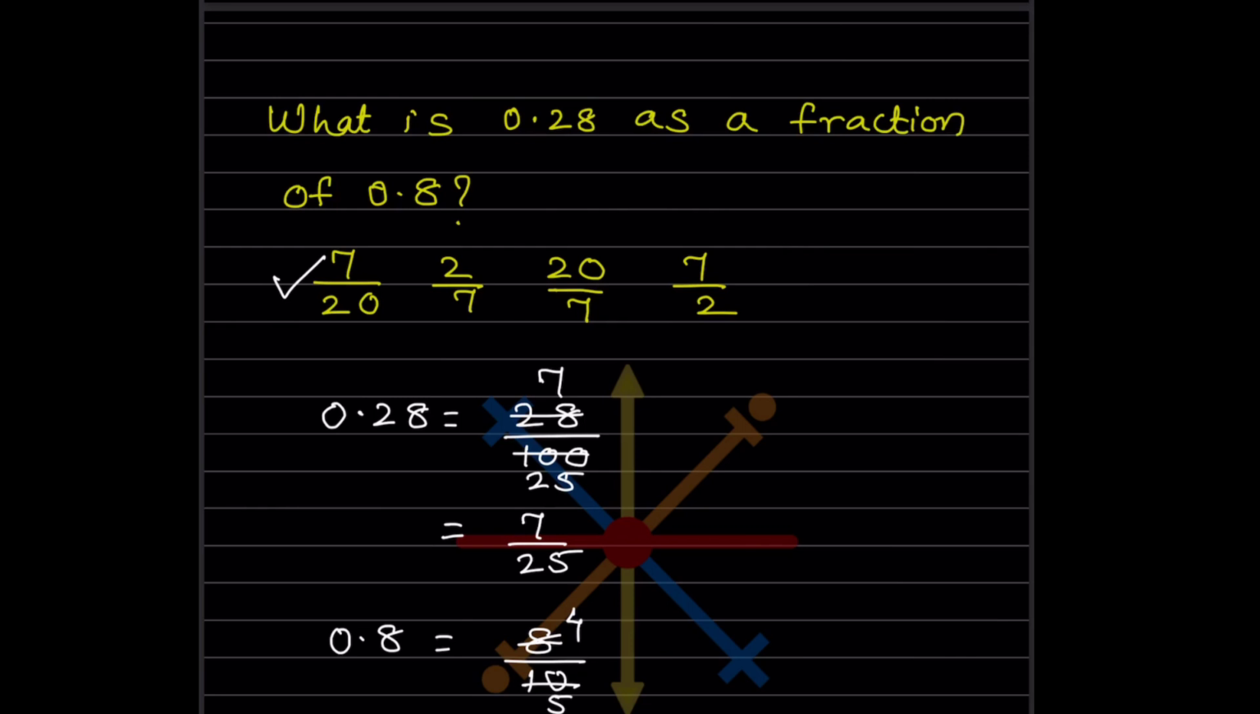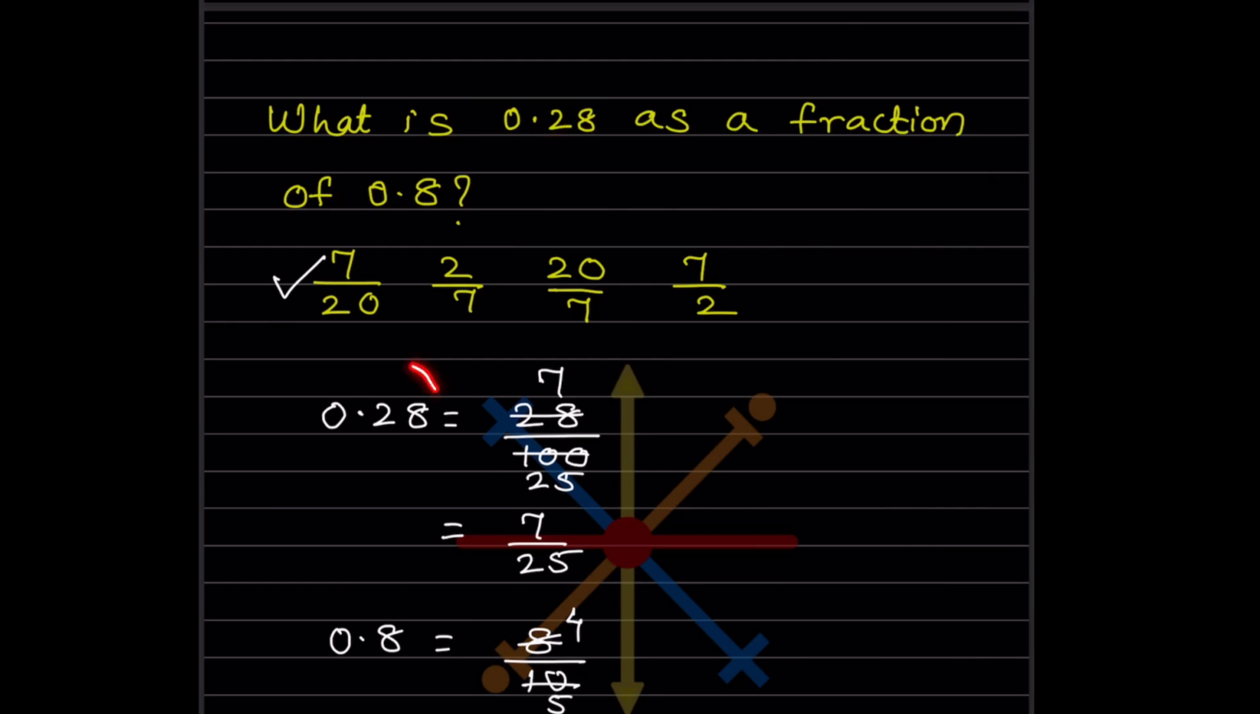So today let us see some of the practice questions of the GCSE maths, that is AQA. The paper 1 practice questions. Here it says: what is 0.28 as a fraction of 0.8, and these are the options given. Now we have to write 0.28 as a fraction of 0.8.